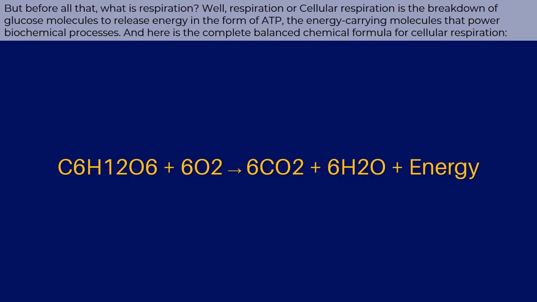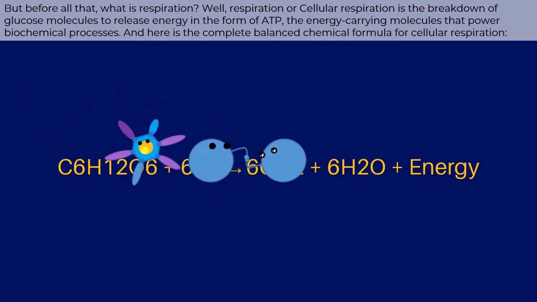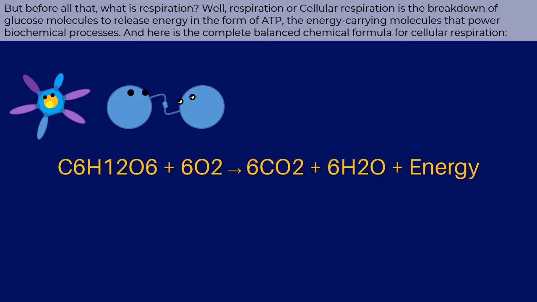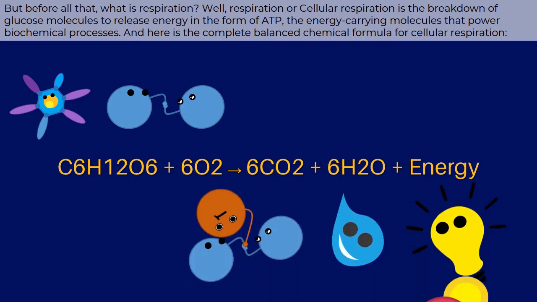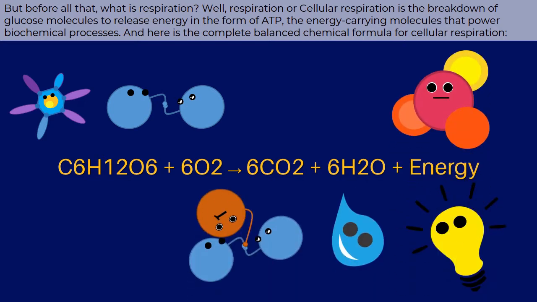But before all of that, what is respiration? Well, respiration, or cellular respiration, is the breakdown of glucose molecules to release energy in the form of ATP, the energy-carrying molecule that powers biochemical processes. Below is the complete balanced chemical formula for cellular respiration. Note the single glucose molecule and 6 oxygen molecules lead to the production of 6 CO2 molecules, 6 water molecules, and energy in the form of ATP.